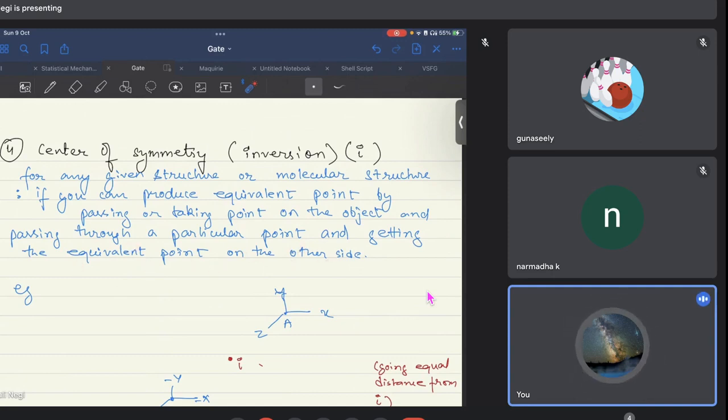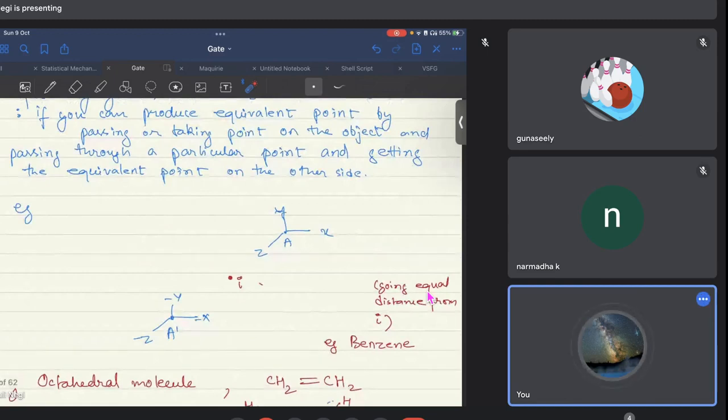This is a little bit confusing, so I will just make you understand through this example. Take this point A, which has some Cartesian coordinates x, y and z. And there is another point A prime whose Cartesian coordinates are equal but negative: minus x, minus y, minus z. Now there should be one point in between these two, A and A prime, which is known as the red one, i.